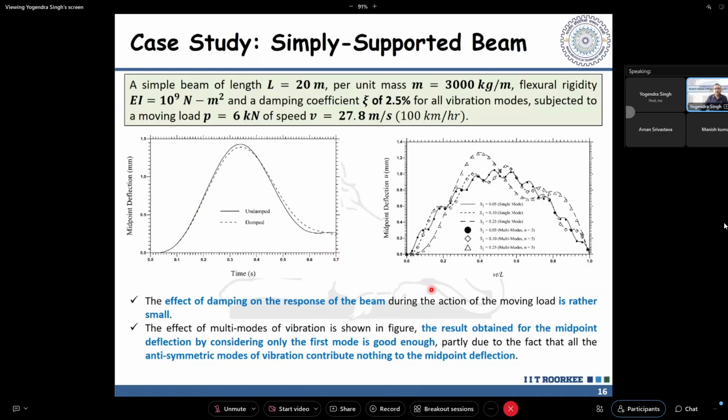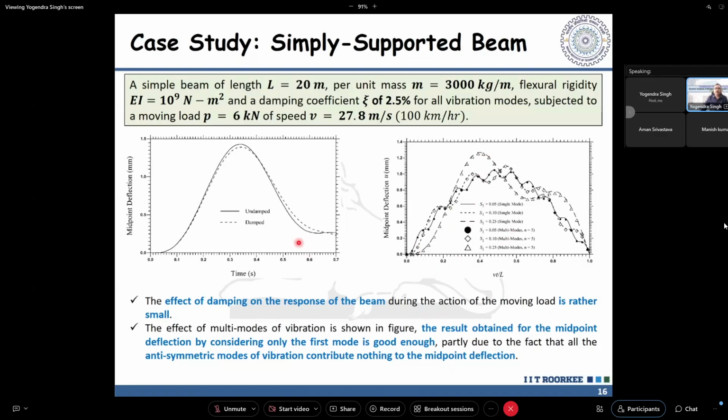And if we plot it with respect to the speed, and speed has been normalized here, so V into T_y by L. So actually it is giving the response in terms of normalized speed. So you can see here the wavy nature, and the amplitude is different in different cases.